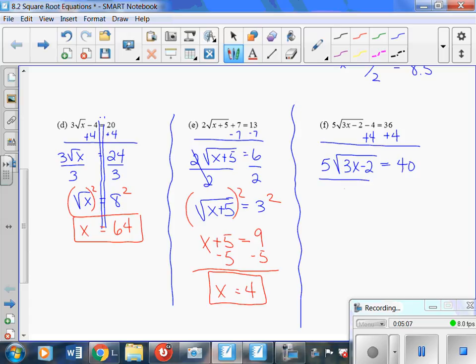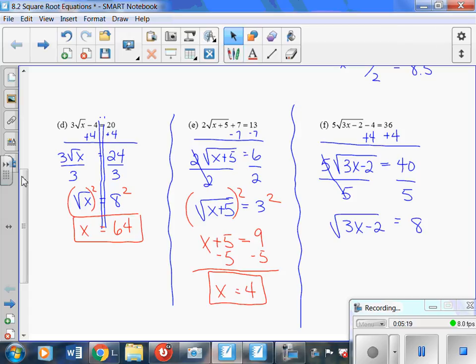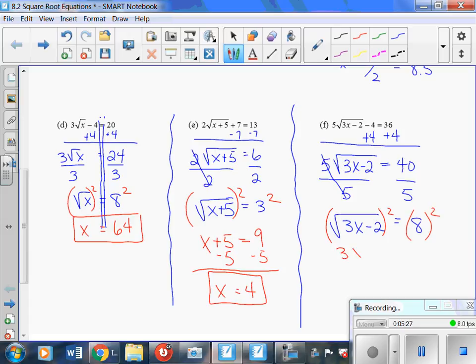And we're going to divide out the 5. Okay, cancel on this side. So I'm left with radical 3x minus 2 is equal to 8. Now I'm going to square both sides. And I get 3x minus 2 is equal to 64. I'm going to add 2 to both sides. And I get 3x is equal to 66. Divide both sides by 3, and x turns out to be 22.